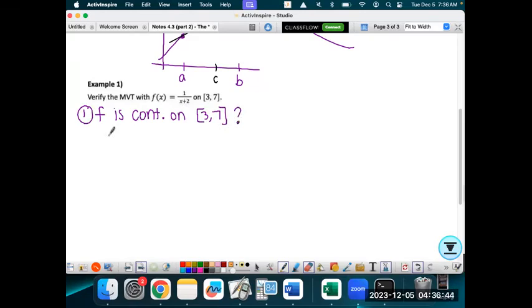So first and foremost, is F continuous on our closed interval? Figure out the domain. That'll help us figure out if there's any domain issues or discontinuities in our interval. With our function, the only issue that we're going to have is in the denominator. So if we have x plus 2 equals 0, that's going to cause a domain problem. So basically, x cannot equal -2. -2 is not in our interval, so we are all good.